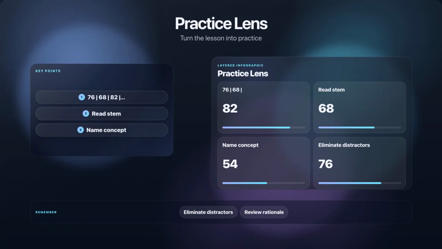In practice questions, do not only ask whether you got the answer right. Ask why the correct answer is correct and why the other choices are wrong. That is how you turn ethics exam traps from passive knowledge into exam-ready understanding.